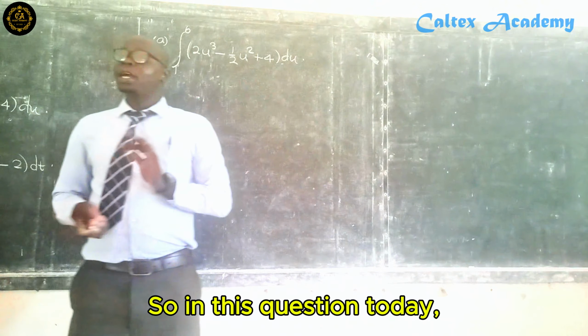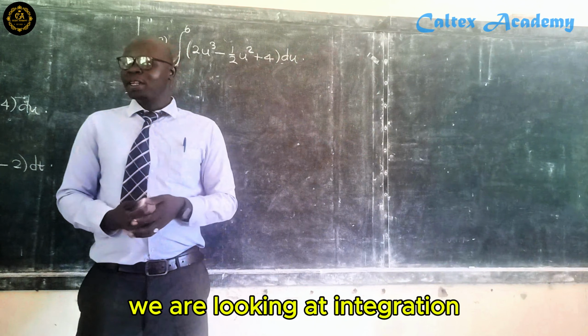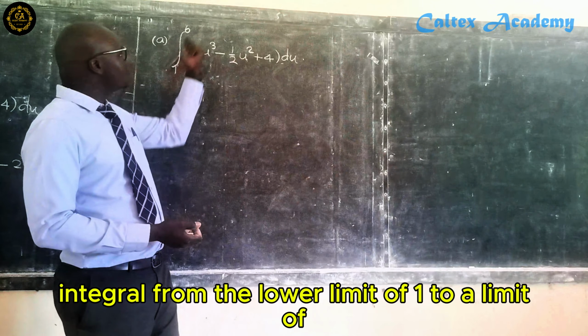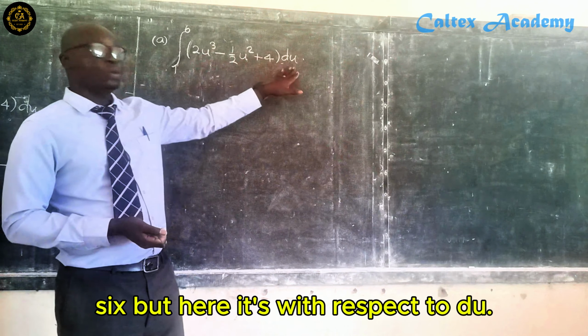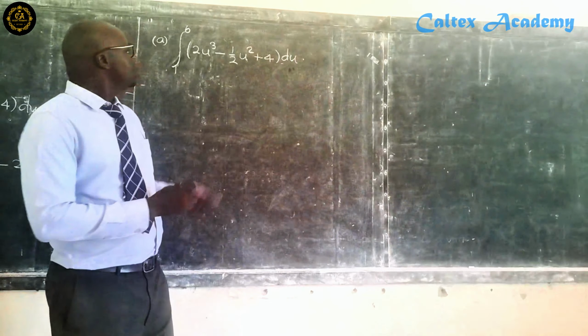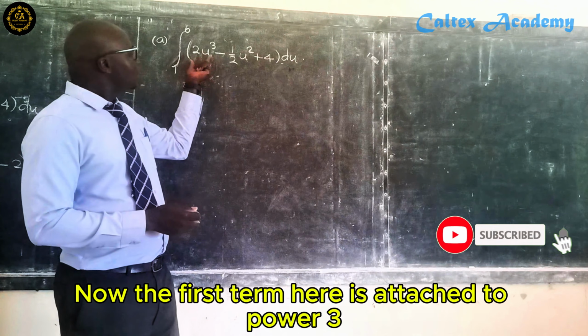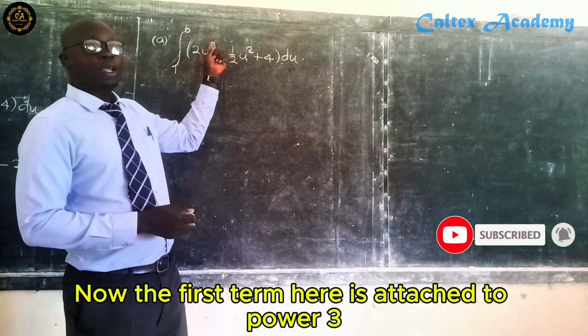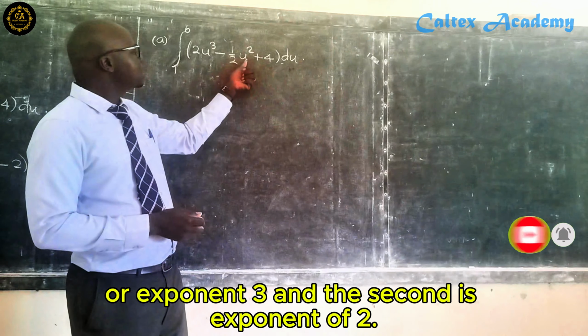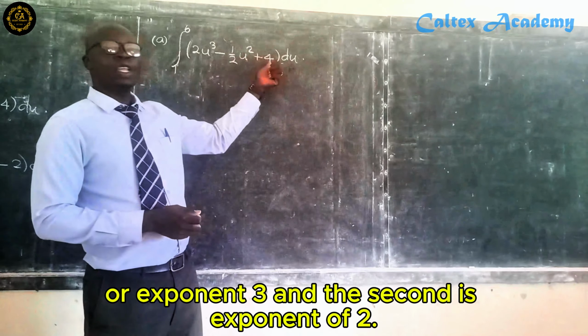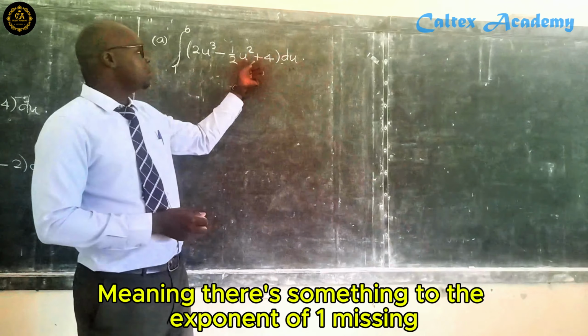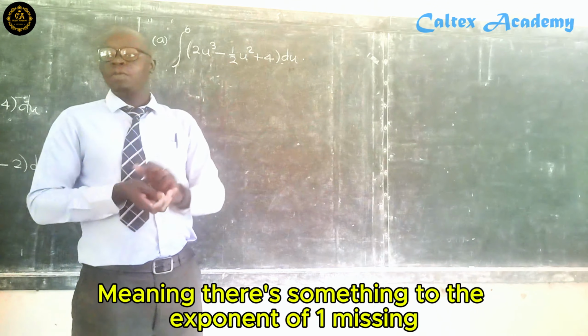In this question today, we are looking at integration, that is a definite integral, from the lower limit of 1 to the upper limit of 6, with respect to u. Now, the first term here has an exponent of 3, and the second has an exponent of 2. Here we have one constant, meaning there's something to the exponent of 1 missing, but we don't care about it.